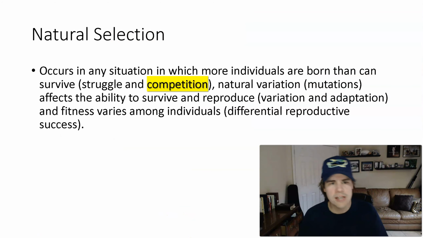So natural selection occurs in any situation in which more individuals are born than can survive. So there's a struggle, and the organisms compete. Natural variation, mutations, we're about to talk a little more about them in a second, but where does all this change come from? It comes from DNA. It affects the ability to survive and reproduce. So there's the variation, and those are the adaptations that we already talked about. And fitness varies, so there are different fitness levels between organisms, and therefore there's differential reproductive success.